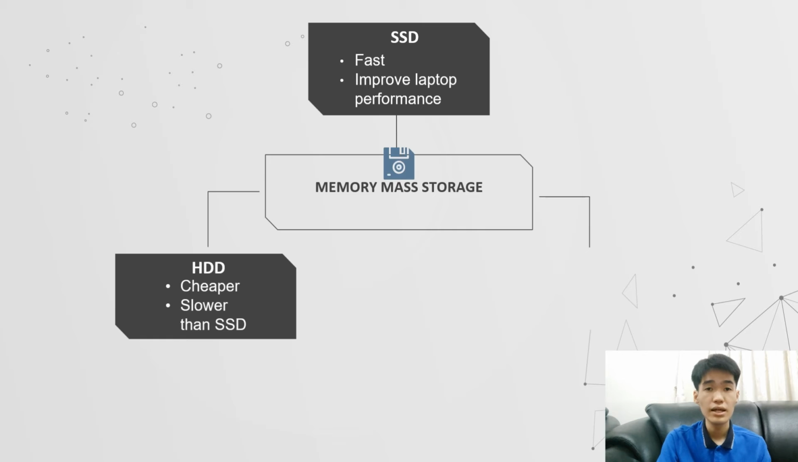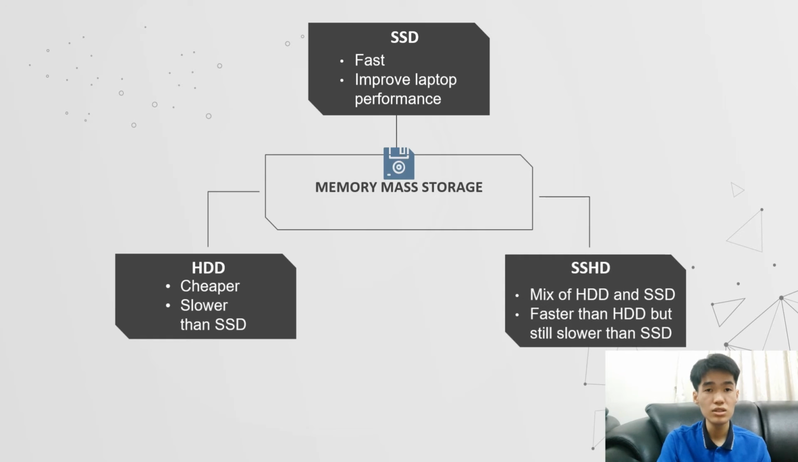And the last one, SSHD. SSHD is a mix of HDD and SSD. It is faster than HDD, but is still slower than the SSD. So, for the storage of the laptop, students should consider picking a laptop which comes with at least 512GB of storage, and SSD will be their first choice.